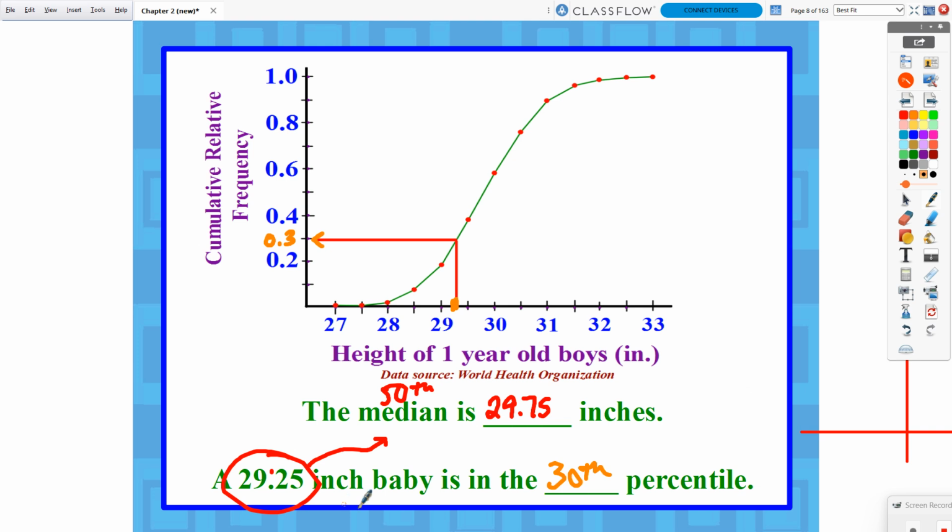Now, one thing that amazes me is that just being a half inch shorter than the median at the 50th percentile took us down 20%, right? So that means 20% of babies between the 30th and the 50th percentile are only a half inch apart from each other, from 29.25 to 29.75 inches.